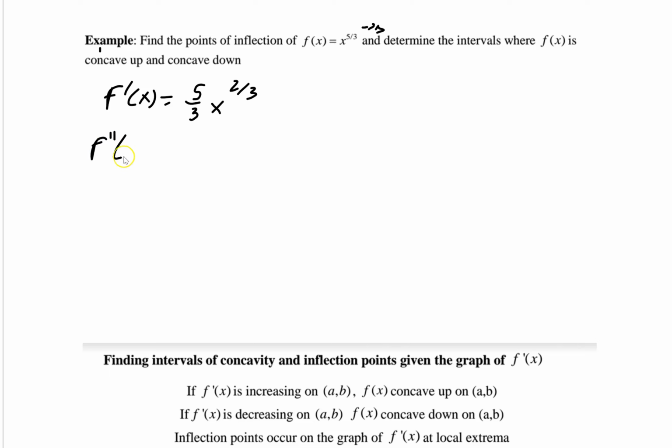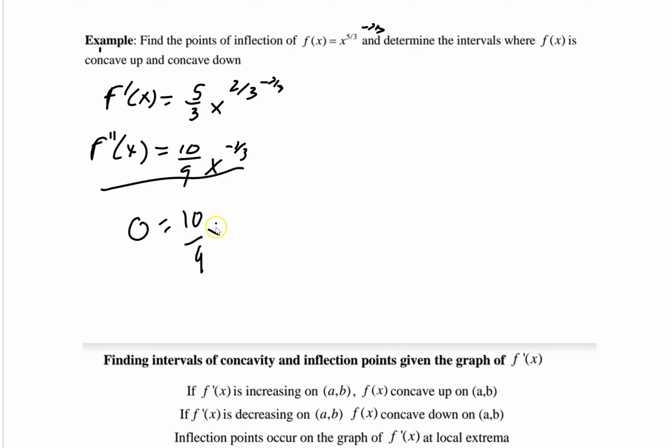Take the second derivative, just do it again, right? And you'll bring this down. So remember, when you multiply fractions, 5 times 2 is 10, 3 times 3 is 9. Subtract 1 off, and I get negative 1/3. So that's my second derivative. Set it equal to 0, so 0 equals 10 over 9, x to the negative 1/3.